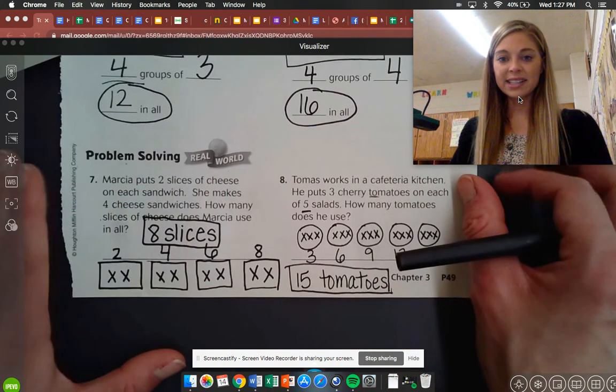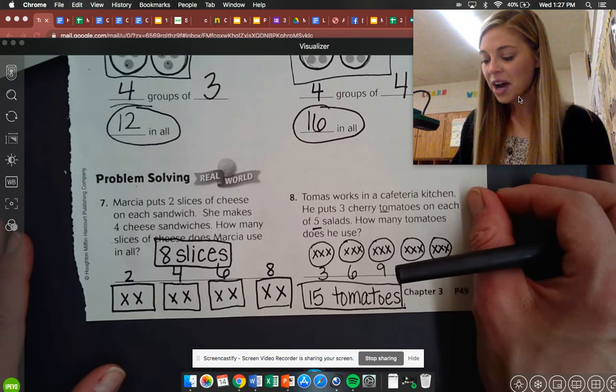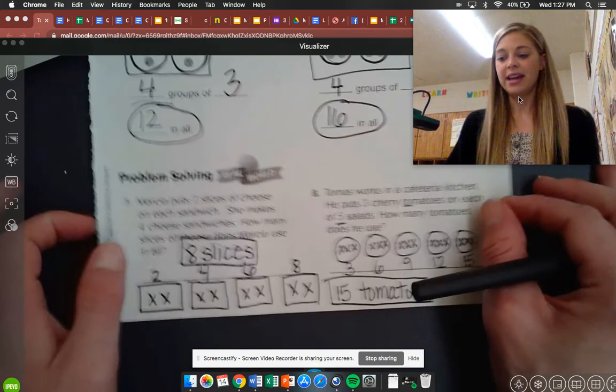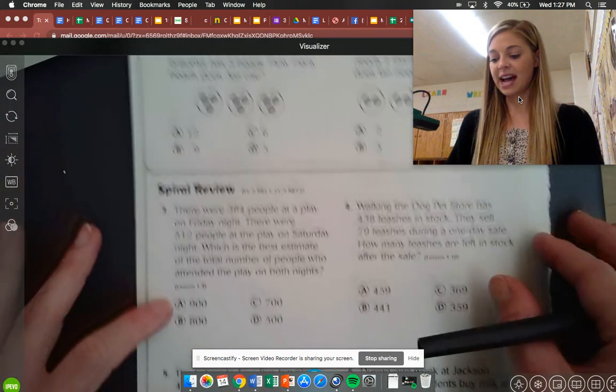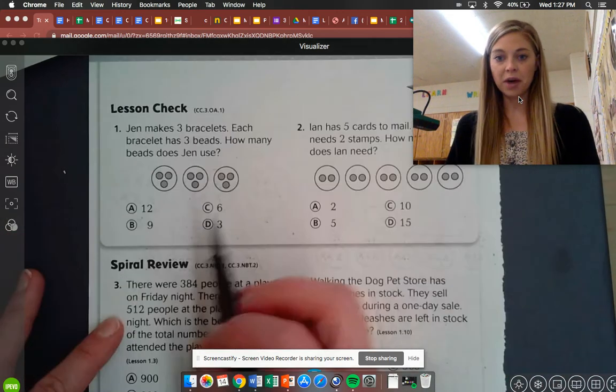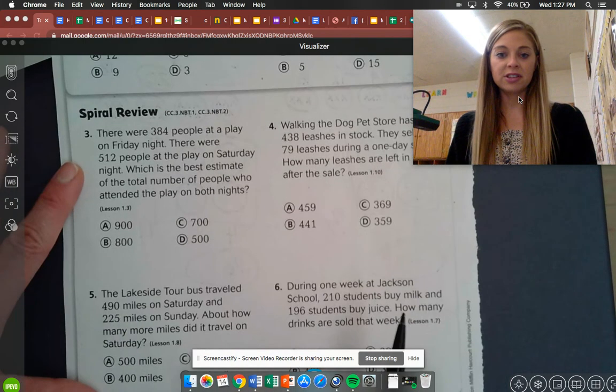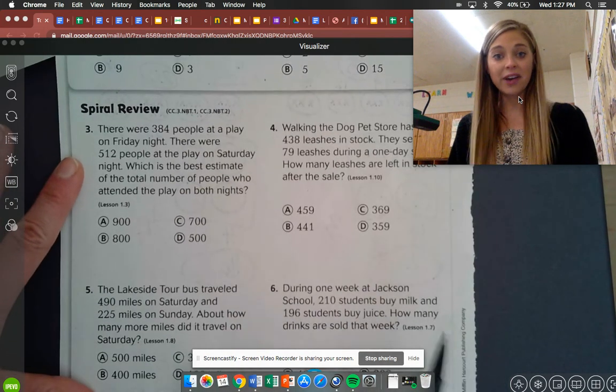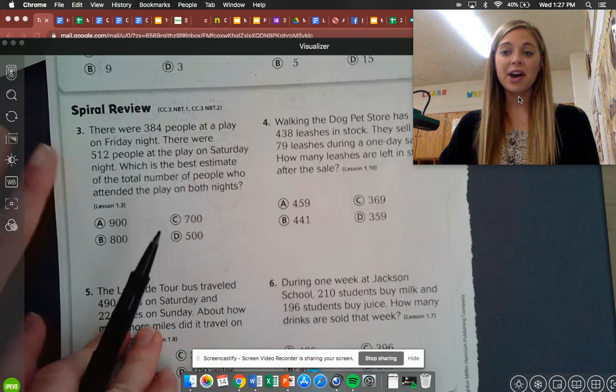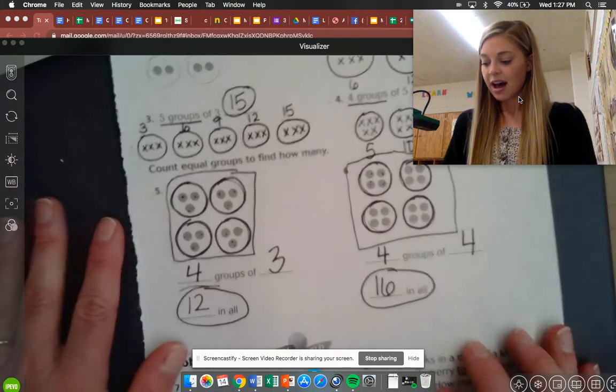All right, that's the end of our lesson today. So if you would like, you could go ahead and do the back side. It's just some review up top and then review from previous lessons down here. So if you want some more math practice, you can go ahead and do these on your own. That would be excellent practice.